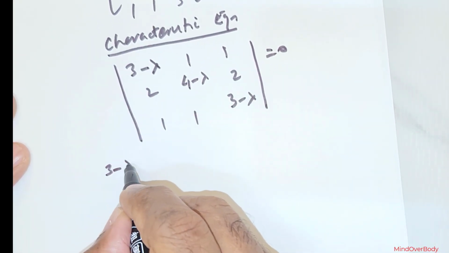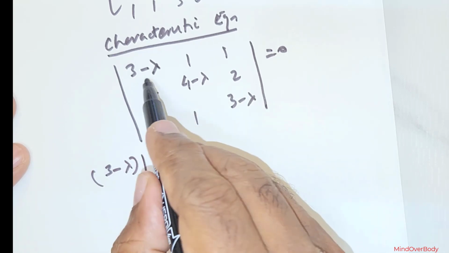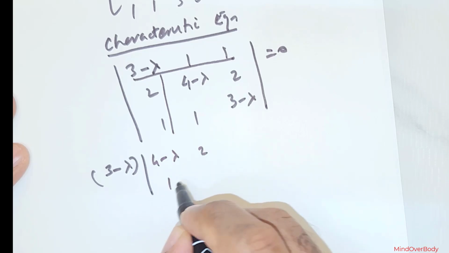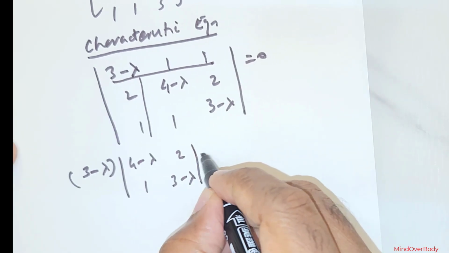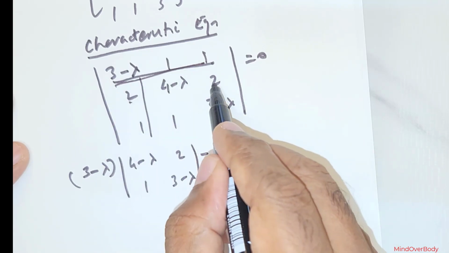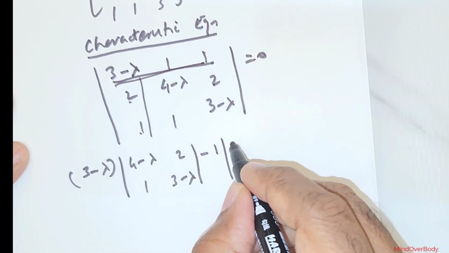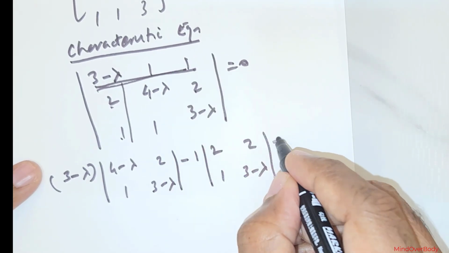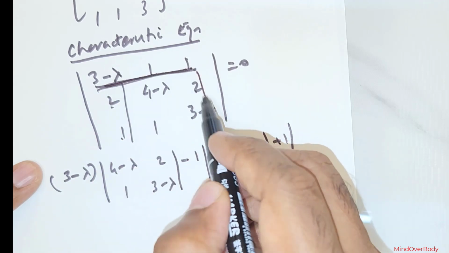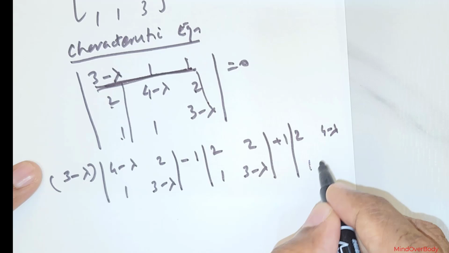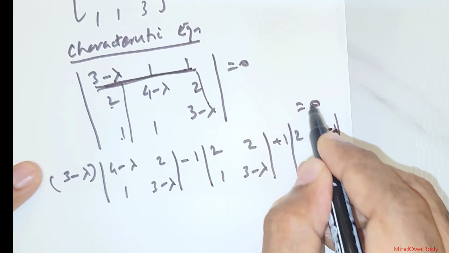So set it up. 3 minus lambda will be the first element. Leave the row and the column. You get the determinant of 4 minus lambda, 2, 1, 3 minus lambda. Place a negative sign. Place the element 1, leave the row and the column. You have 2, 2, 1, 3 minus lambda. This is going to be positive 1. Leave the row and the column. You have 2, 4 minus lambda, 1, 1. And this is equated to 0.